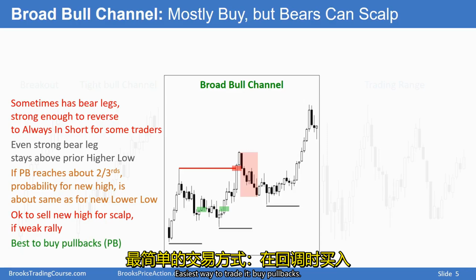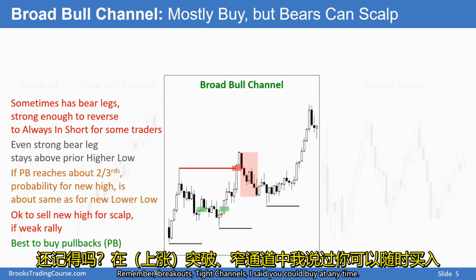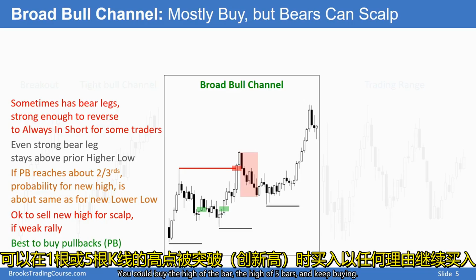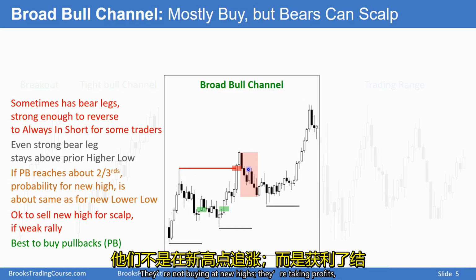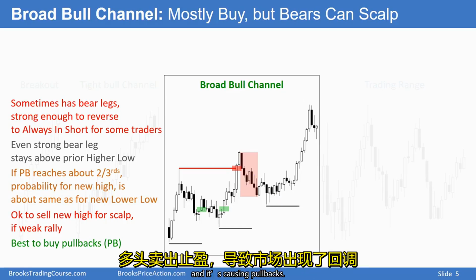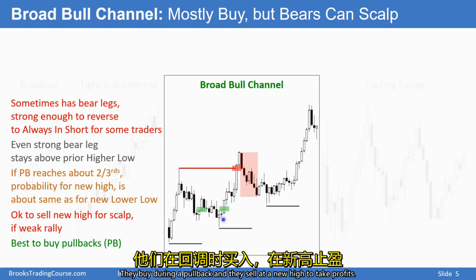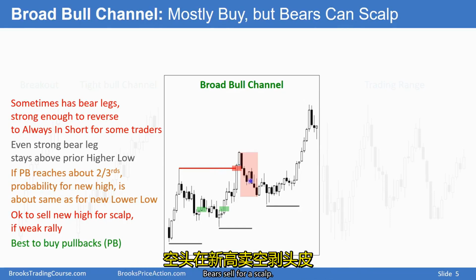Easiest way to trade it, buy pullbacks. Remember, breakouts, tight channels, I said you can buy at any time. You can buy the high of the bar, the high of 5 bars, and keep buying. If a channel is broad like this, bulls are taking profits at new highs. They're not buying at new highs, they're taking profits, and it's causing pullbacks. They buy during a pullback, and they sell at a new high to take profits. Bears sell for a scalp.